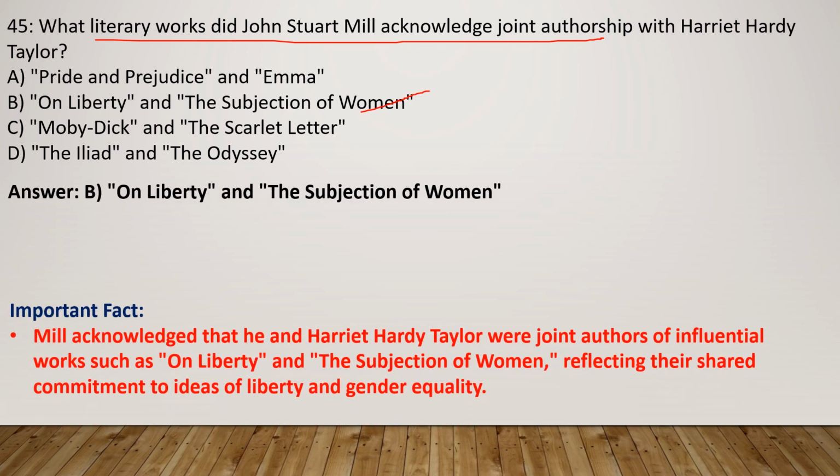Mill acknowledged that he and Harriet Hardy Taylor were joint authors of influential works such as On Liberty and the Subjection of Women, reflecting their shared commitment to ideas of liberty and gender equality.